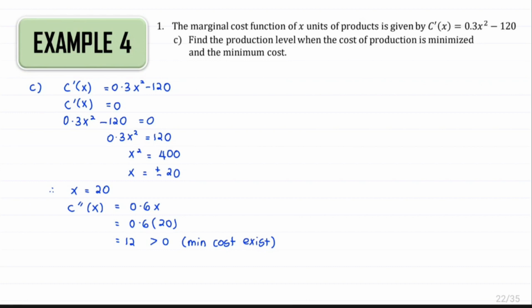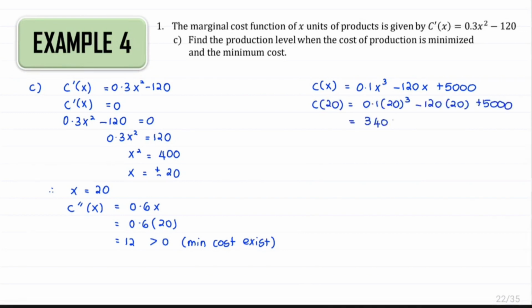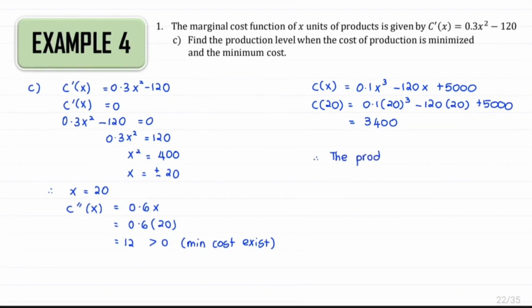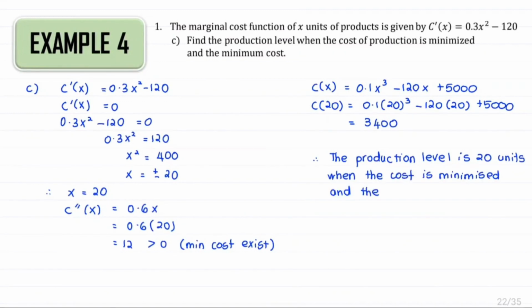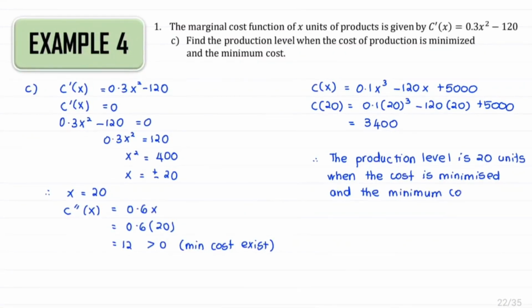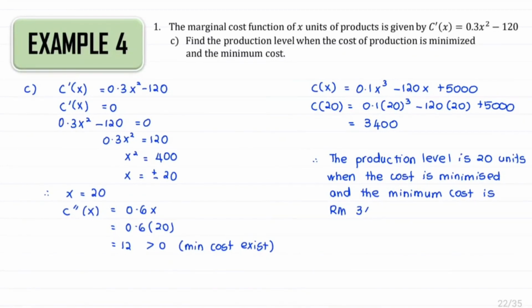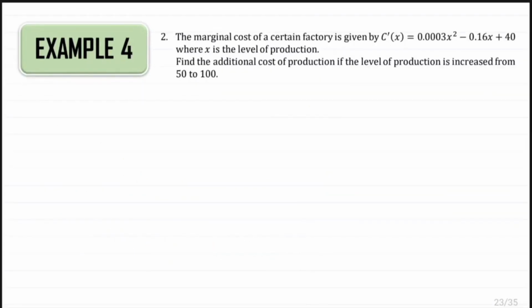And next, we find the minimum cost. To find the minimum cost, we substitute the value of x into the cost function. Now we substitute x equals 20. Then we get the answer 3,400. And last, we conclude the production level is 20 units and the minimum cost is RM 3,400.